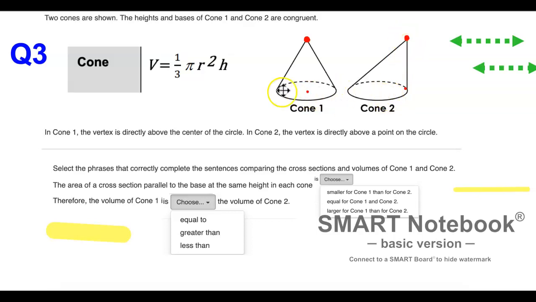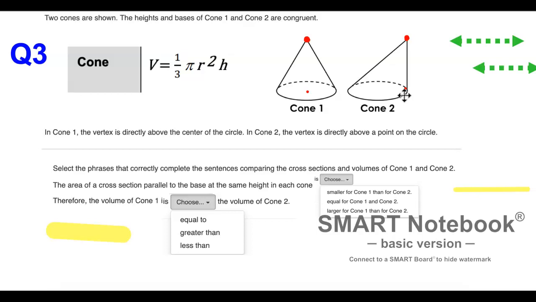Now the circle is the base for both cone 1 and cone 2. So we know that circle is the same size in each cone. Now we want to select the phrases that correctly complete the sentences comparing the cross sections and volumes of cone 1 and cone 2. So the first statement here is about the cross sections.